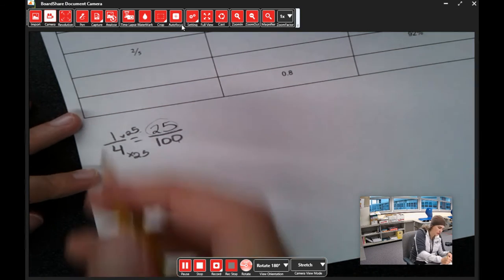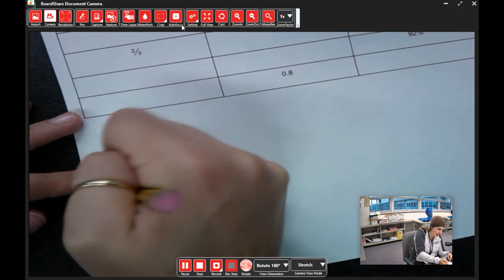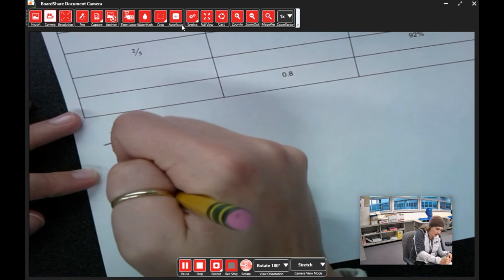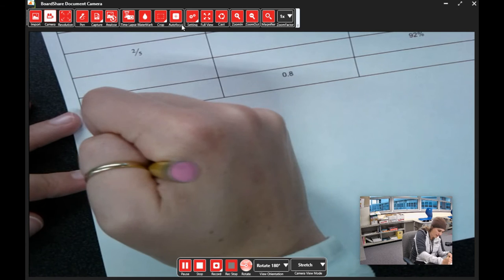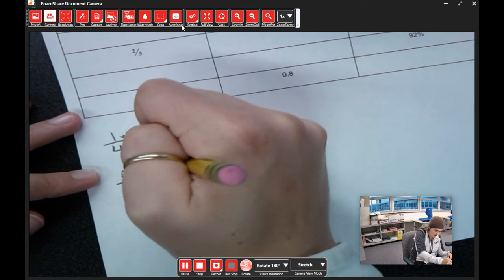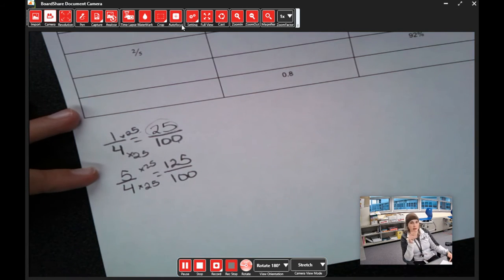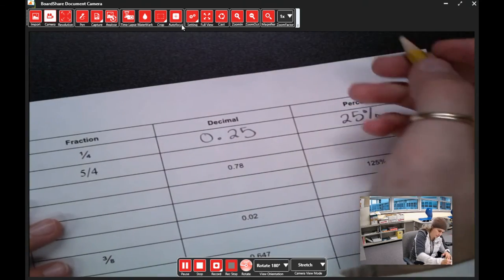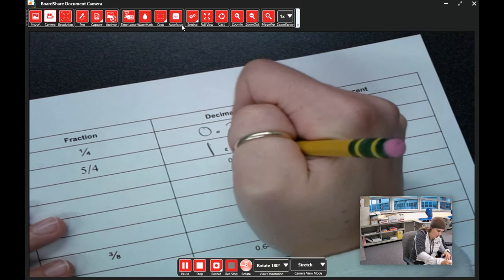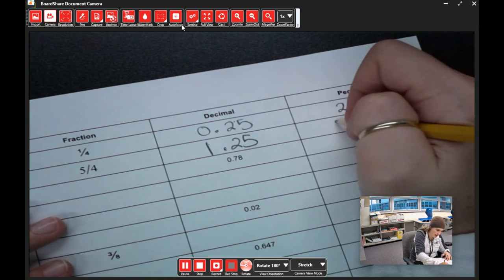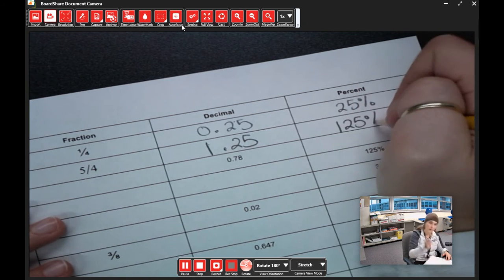The next one is also fourths, but it's 5/4 this time. And I already know 4 times 25 gives me 100. 5 times 25 gives me 125. So this one's actually going to be bigger than 1. As a decimal, 1 is 4/4 and 1/4 is 25 hundredths, which makes 125%.